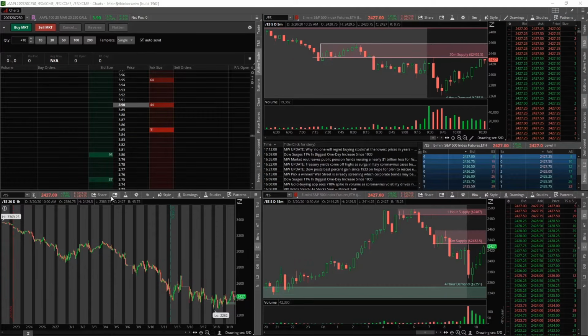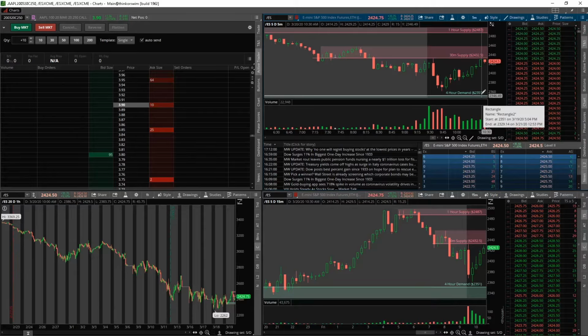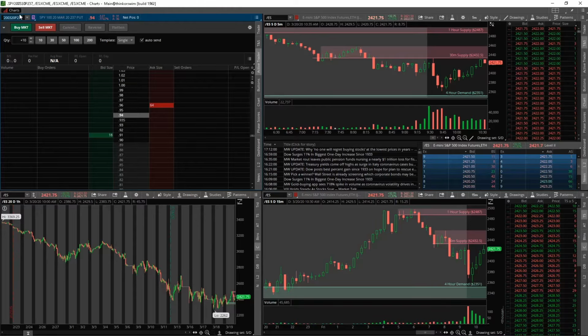Okay, so what I'm looking for here is a rejection of this 30-minute supply. I'm looking to play puts on SPY. Let me load in SPY contracts. So we have 4-hour demand at 2351. I'm going to have a target of about 2350. I'm going to play the 237 puts. I'm going to load them into my option chain.